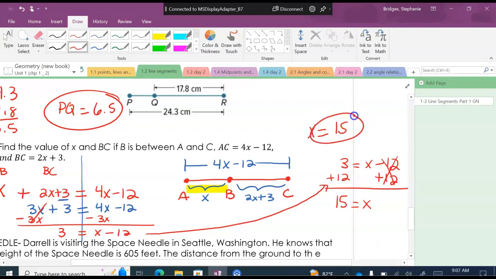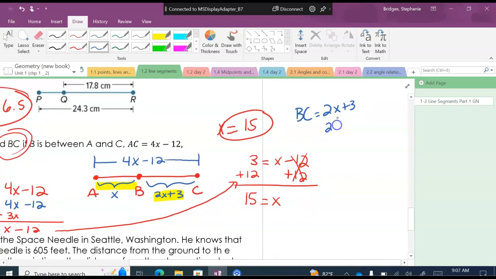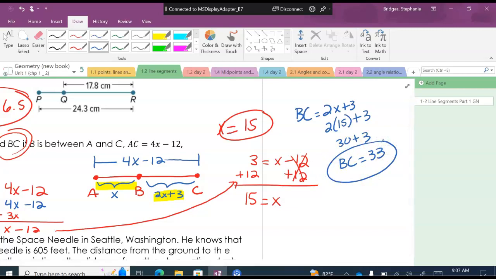That's the first part of the question. What else did it ask me for? BC. How do you think we should figure out how long BC is? What does it tell you BC is over here? Plug it in, yep. So BC is 2 times x plus 3. But what do we know x is now? So we're going to go 2 times 15 plus 3. Which tells me that BC is 33. If I wanted to find AC, could I do that as well? Yeah, I could plug it in, or I could just add those two together.